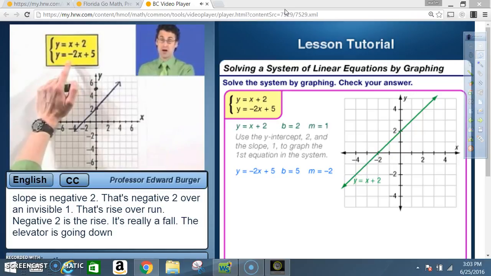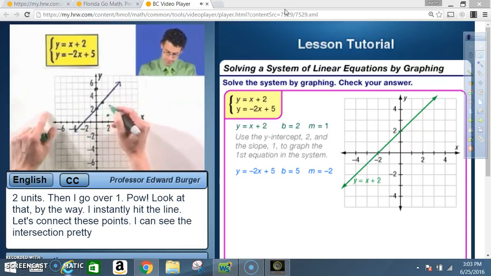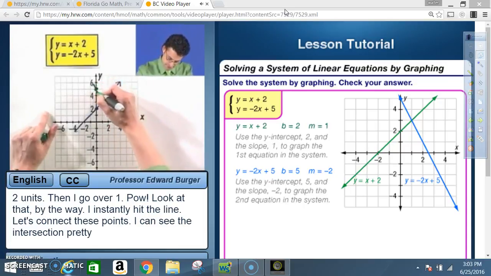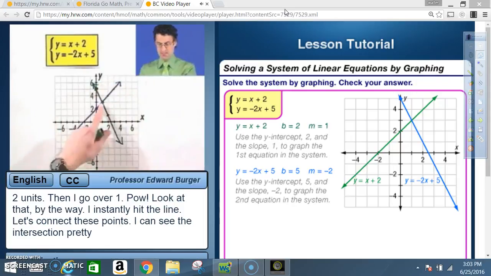So it's rise over run. Negative 2 is the rise, so it's really a fall. The elevator is going down 2 units. 1, 2, and then I go over 1. Pow! Look at that, by the way. I instantly hit the line. 1, 2 over 1. Let's connect these points. And I can see the intersection pretty clearly.